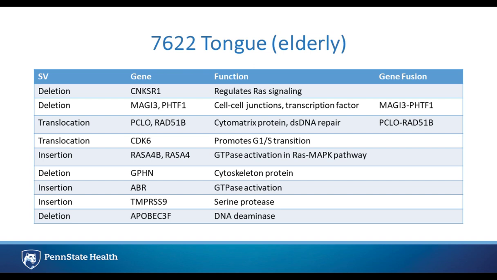If I take a closer look at the different genes that are involved in these structural variations, I see that it affects quite a different number of pathways. And so, for example, there's a deletion in the CNK-SR1 gene, which regulates RAS signaling. You see a translocation involving CDK6, which promotes the G1S transition. Insertions affecting different RASA genes involved in the RAS-MAP kinase pathway, as well as a deletion in the APOBEC3F gene, which is involved in DNA deaminase, which has been implicated recently in literature for head and neck cancer.